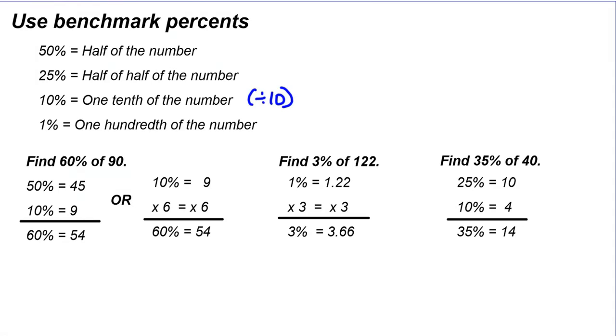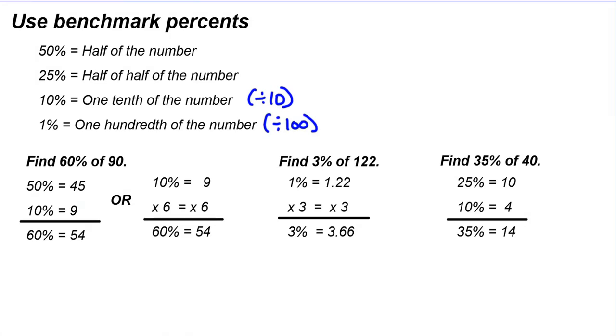And just like 10%, 1% is very easy to find. 1% is 1/100th of the number, or divide it by 100, or move the decimal 2 places to the left. And you can find these percents almost immediately, very easy to find. So I have a few examples here of how to use benchmark percents to find other percents.